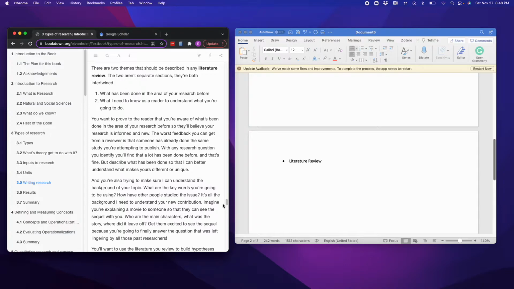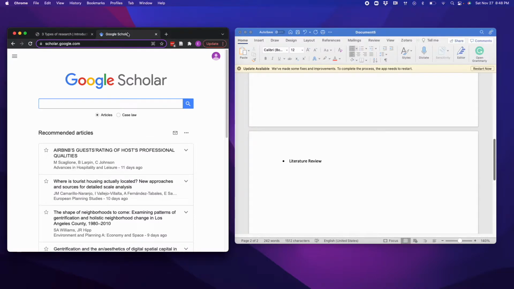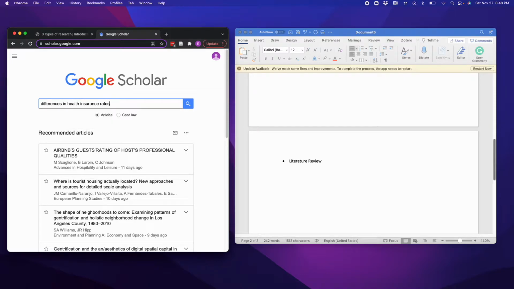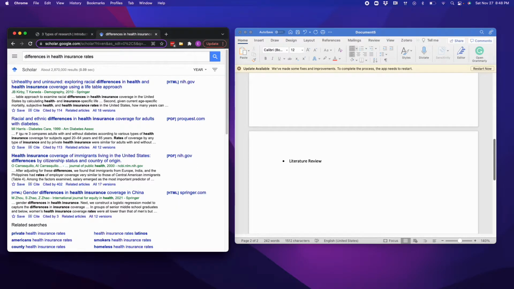What have others found? To find an answer to that question, because I can't know it until I read what other people have done, you should go to Google Scholar. You can search it a few different ways, and you may need to search it a few different ways. Differences in health insurance rates. I could add USA, I could do a few different things. That's just simple.